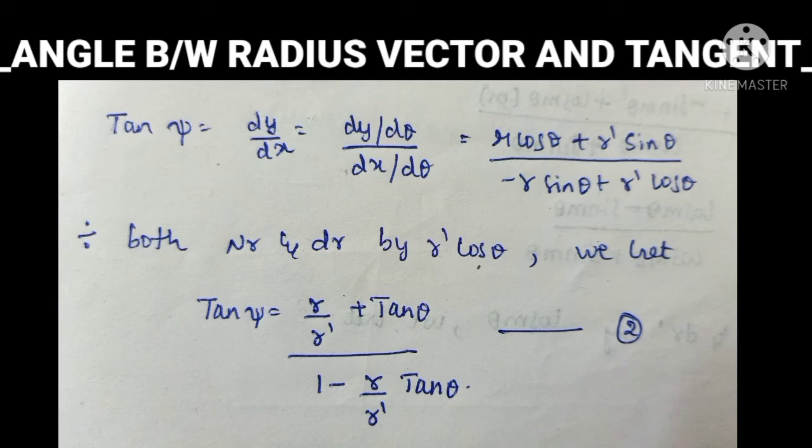Tan of epsilon is equal to dy by dx is equal to dy by d theta by dx by d theta, which is equal to r cos theta plus r dash sin theta by minus r sin theta plus r dash cos theta. Dividing both the numerator and denominator by r dash cos theta, we get tan of epsilon is equal to r by r dash plus tan theta by 1 minus r by r dash into tan theta. That is equation number 2.